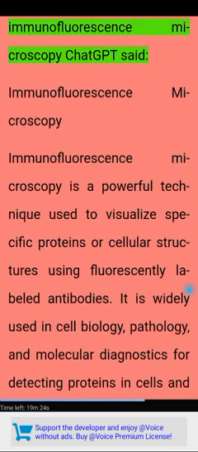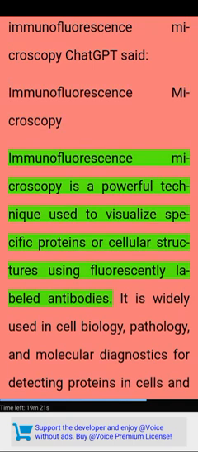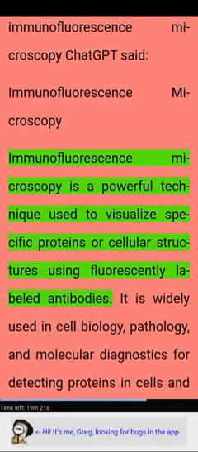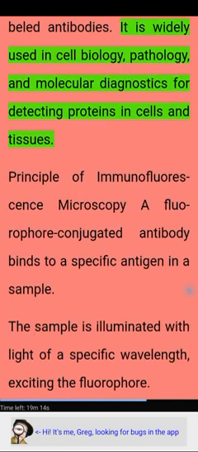Immunofluorescence microscopy. Immunofluorescence microscopy is a powerful technique used to visualize specific proteins or cellular structures using fluorescently labeled antibodies. It is widely used in cell biology, pathology, and molecular diagnostics for detecting proteins in cells and tissues.